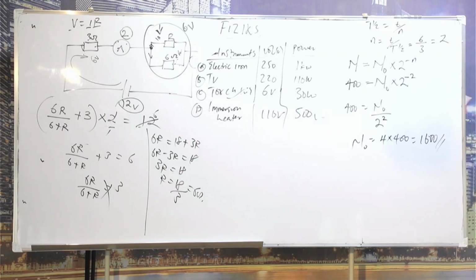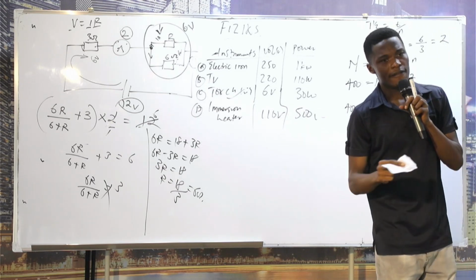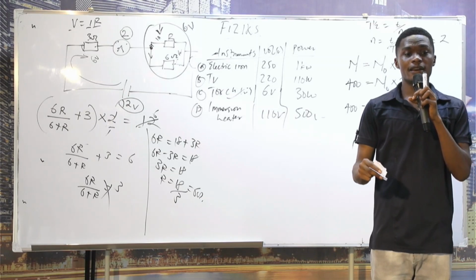I'm not sure it's open pipe. Check again. It should be closed pipe. Okay? If it is closed pipe, the first one will be 3 F naught, right? That is 3 times 40, which is going to be 120.